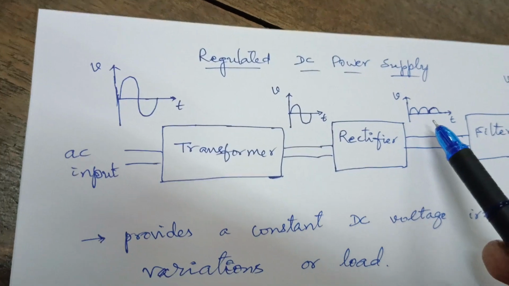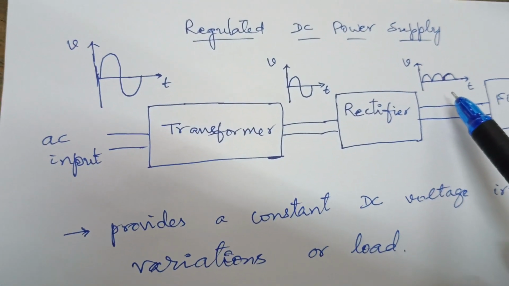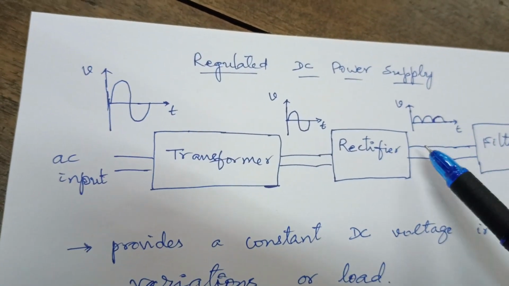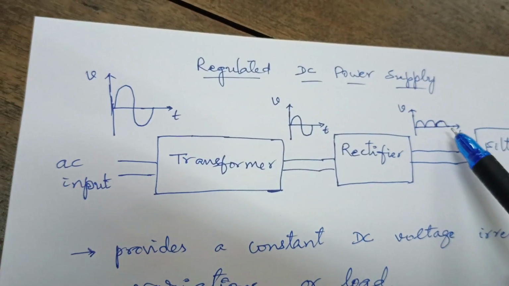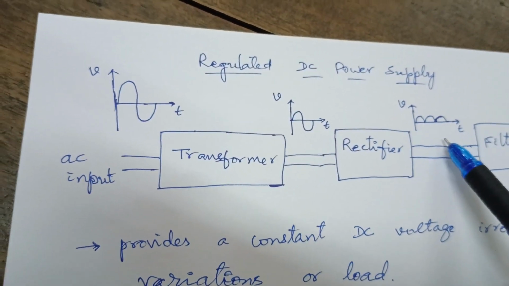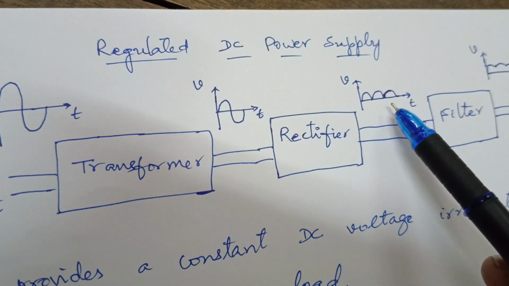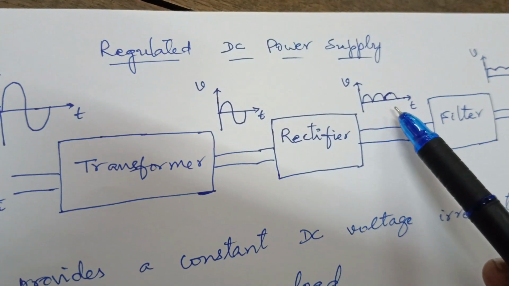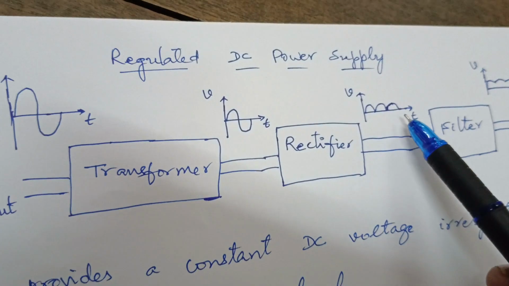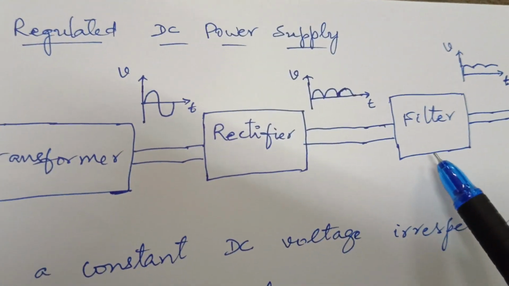The rectifier waveform is shown, which is the full wave rectifier output. The output of the rectifier is a pulsating DC, so it is not a pure DC. The pulsating waveform indicates that it has got AC components also. So it is necessary to remove unwanted AC signals. For that purpose, we use a filter.